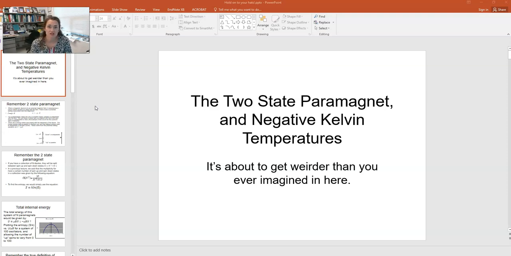So in this first lecture, I'm going to introduce you to the concepts behind the idea of negative Kelvin temperatures in this system. And in the next lecture that I'll post on the subject, we'll go more into the math behind the two-state paramagnet and develop expressions for the potential energy as a function of temperature and then derive the heat capacity as a function of temperature for this system.